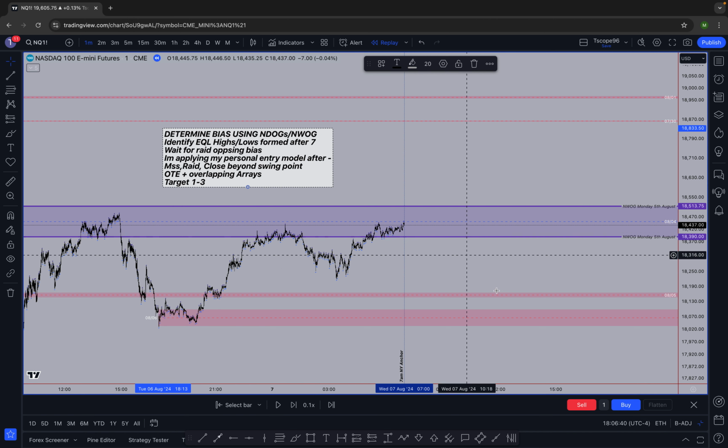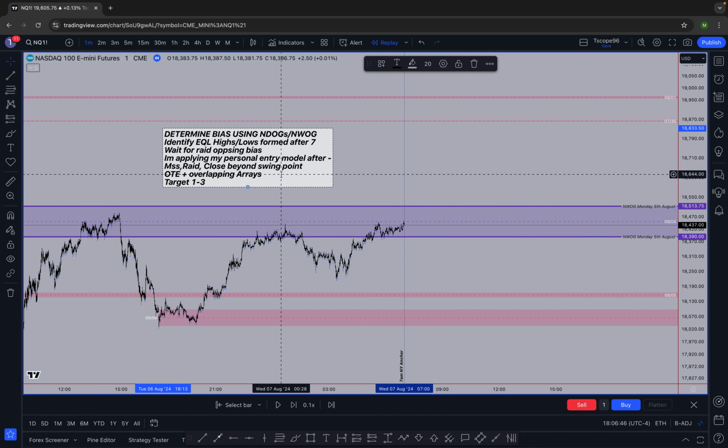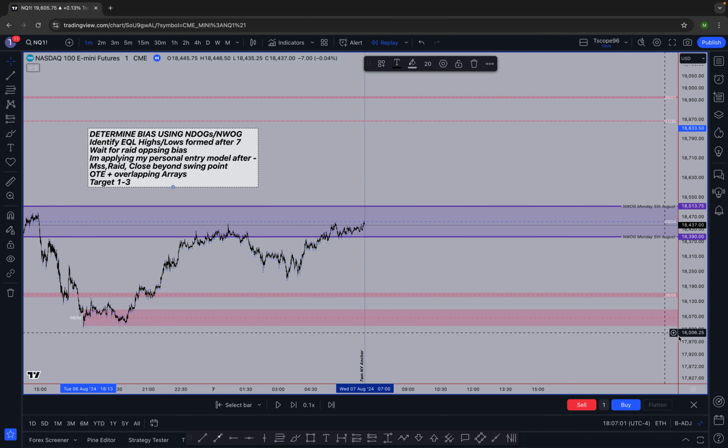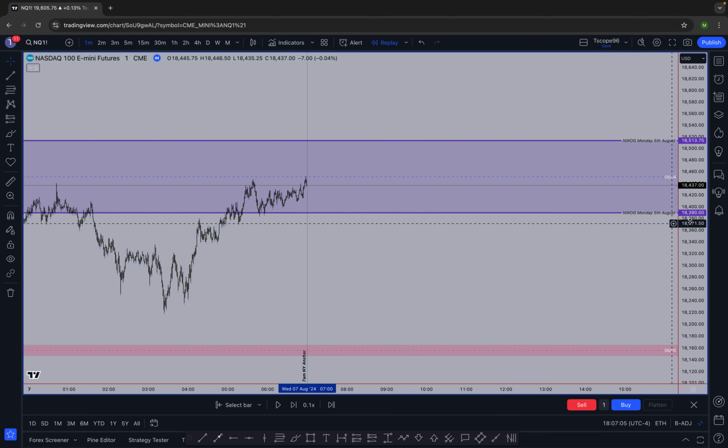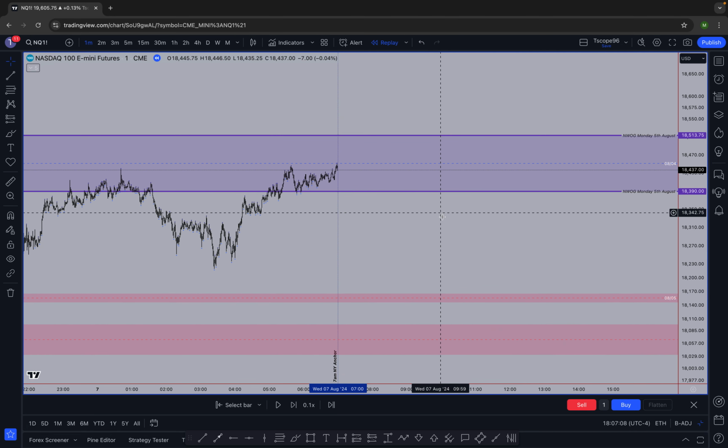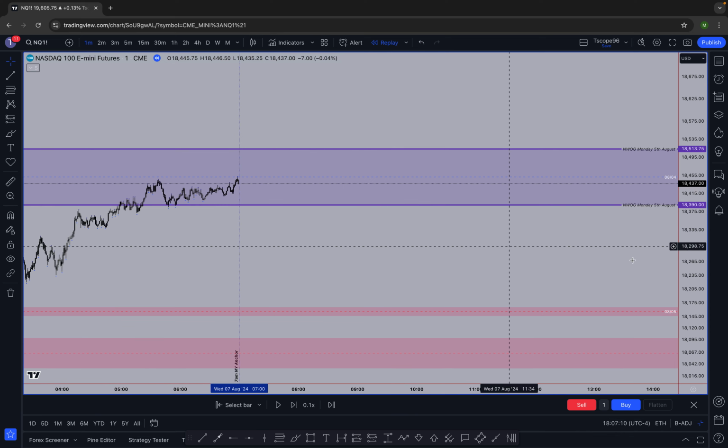Our bias is bearish. So if we do get that raid, I have my own personal criteria, obviously taught to me by ICT and through his YouTube channel, but just tools of his that I've kind of put together that have worked for me personally, that I want to use to get in to target these levels over here, okay? So we're going to wait to see if we do form any equal highs first, and then we're going to apply my entry model if those equal highs get raided. So let's zoom in.